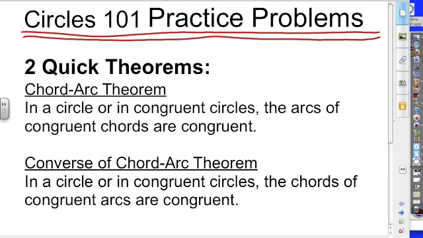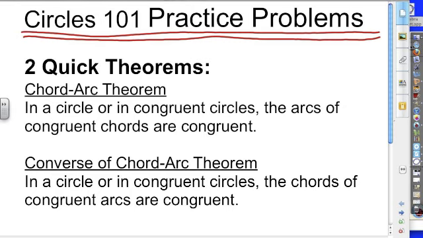In a circle and congruent circles, the arcs of congruent chords are congruent. So if the chords are the same length in a circle, well then the arcs have to be the same measure and the same length. Likewise, in a circle or congruent circles, if the arcs are the same, well then the chords have to be the same. Pretty simple with regard to that.